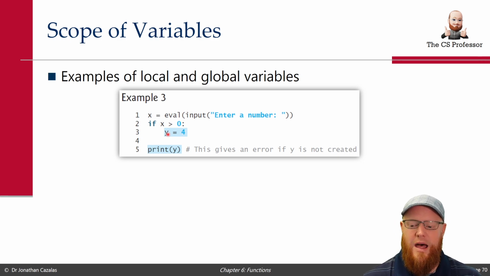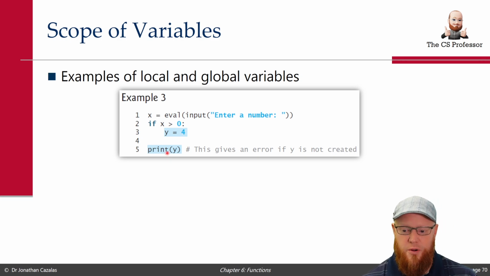And now on line 5, we print y. Well, this program will work if the user enters a positive number, right? If they enter 12, is 12 greater than 0? Yes. Therefore, y equals 4. Line 5, print y. It will print 4.